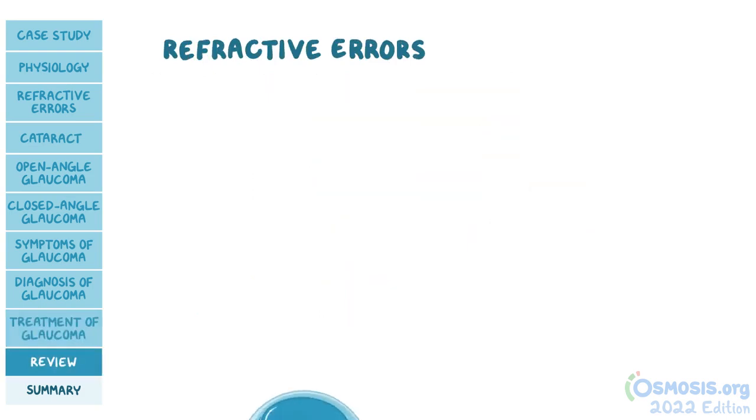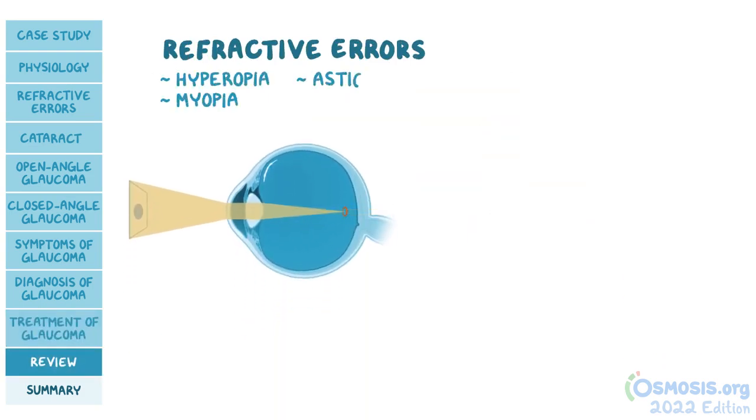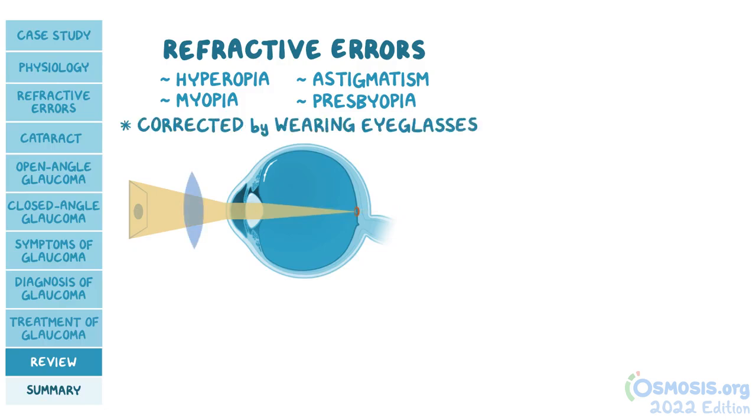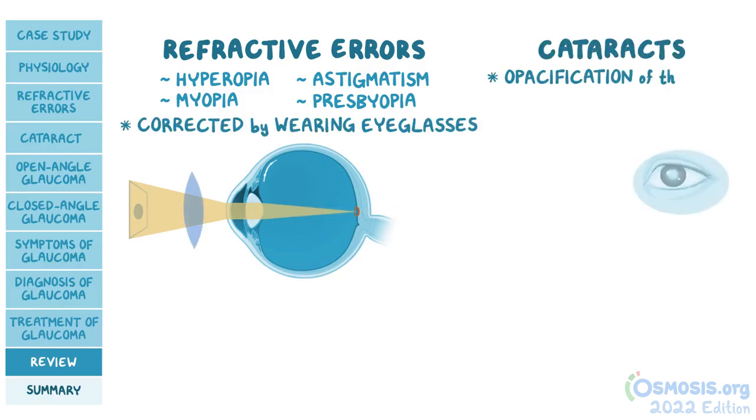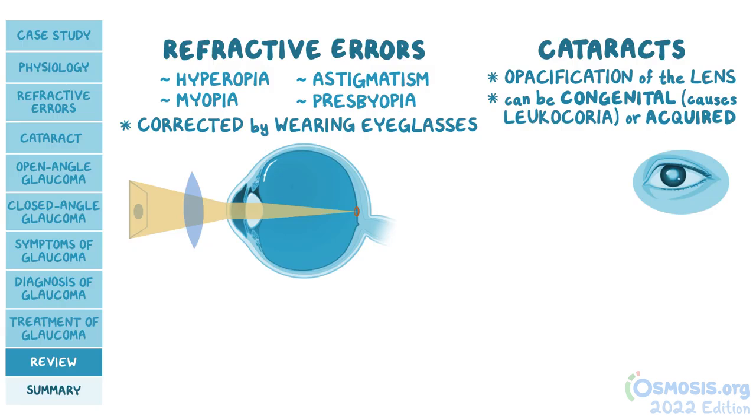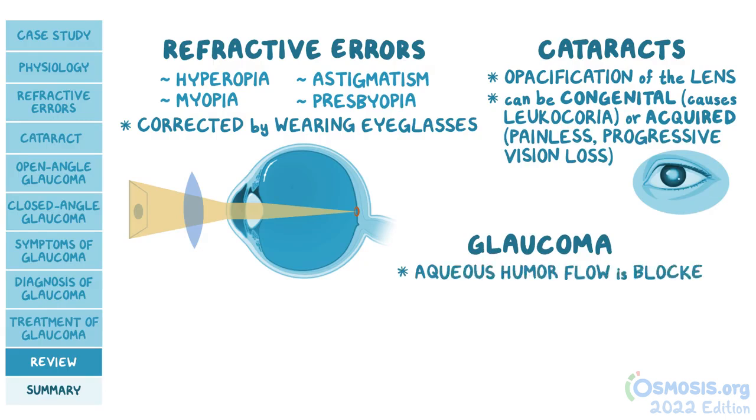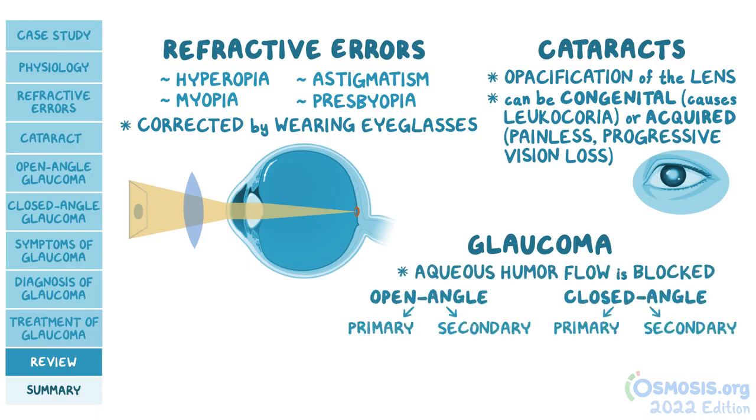Alright, as a quick recap, disorders that cause refractive errors include hyperopia, myopia, astigmatism, and presbyopia, and they can be corrected by wearing the corresponding eyeglasses. Cataracts refers to opacification of the lens and can be congenital, which causes leukocoria, or acquired, which presents with painless progressive vision loss. Glaucoma is a condition where the aqueous humor flow is blocked and can be open or closed angle, each of which can be primary or secondary. Closed-angle glaucoma can be divided into chronic and acute, which is an ophthalmologic emergency.